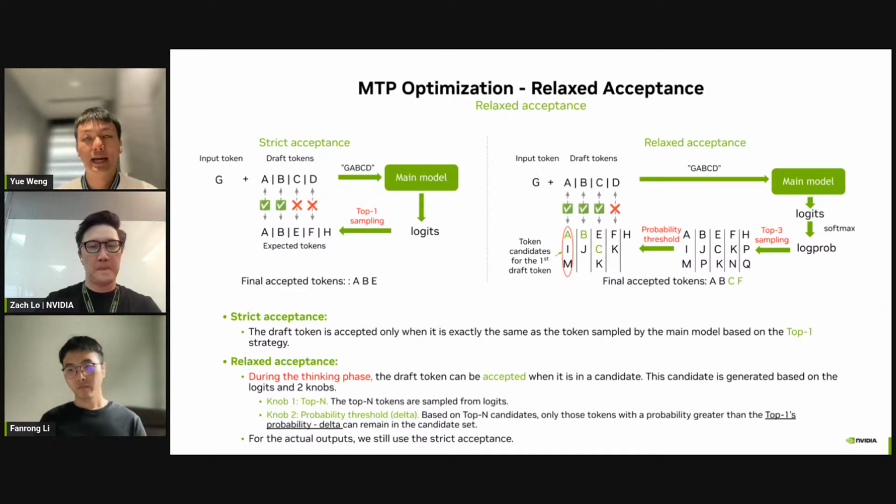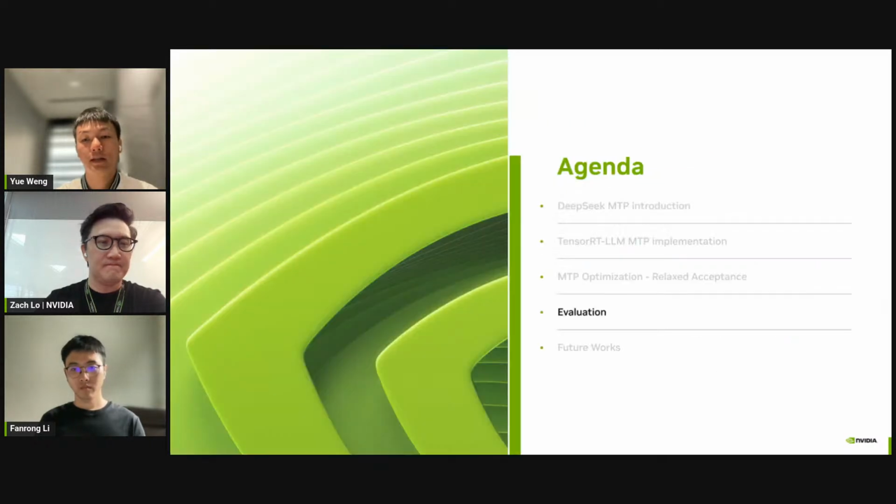It should be emphasized that we only do the relaxed acceptance during the thinking phase. Once the thinking phase is over, we will fall back to the strict acceptance. Okay, let me hold a second here, see if there are any problems. Okay, let me move forward. Next, we will introduce our evaluation.